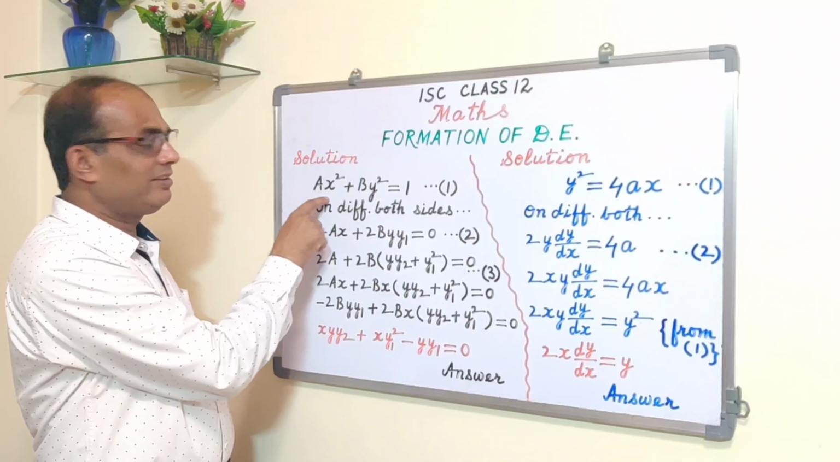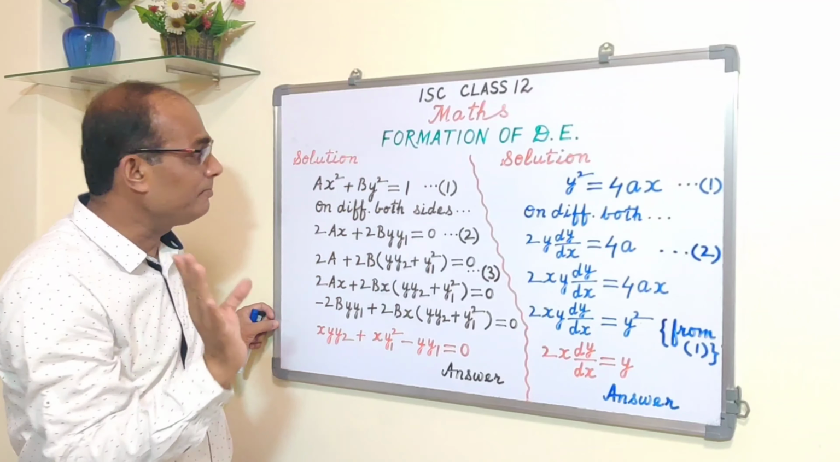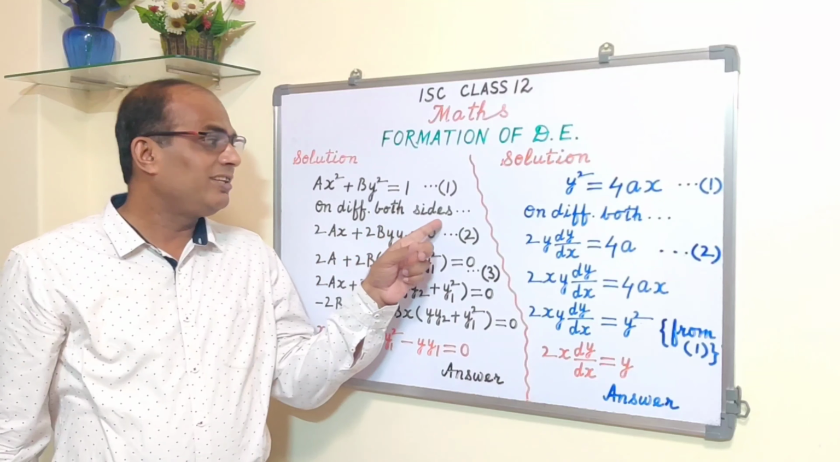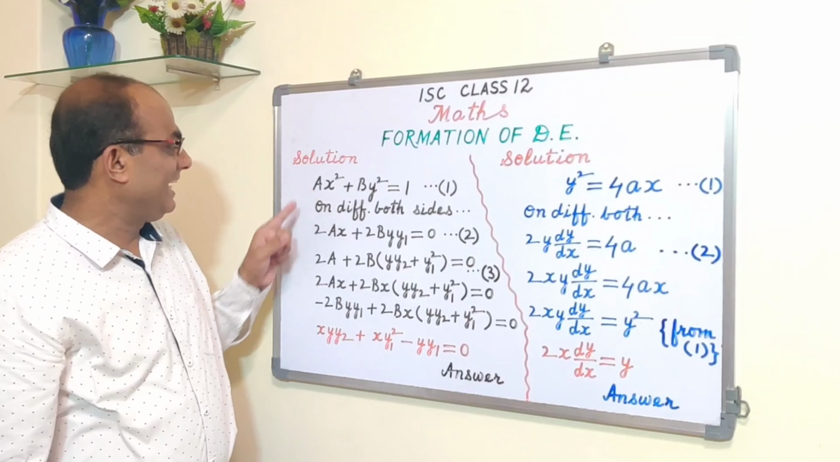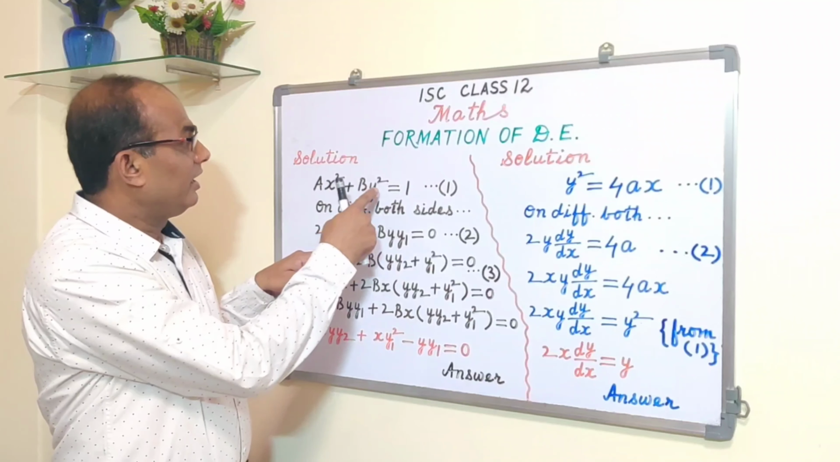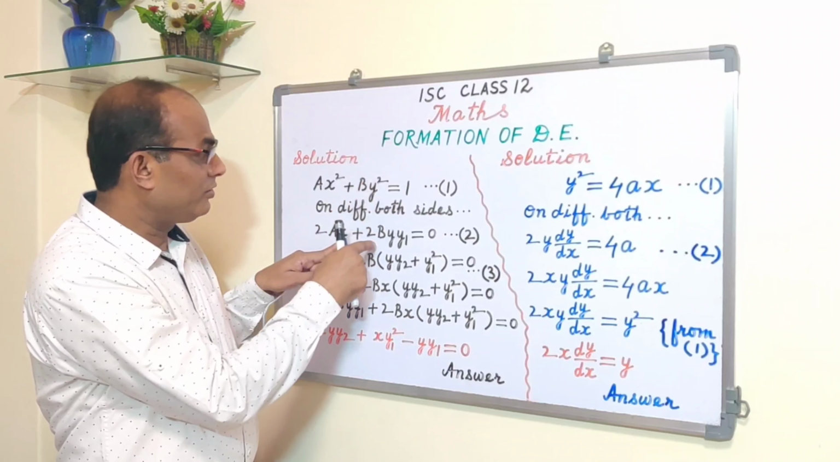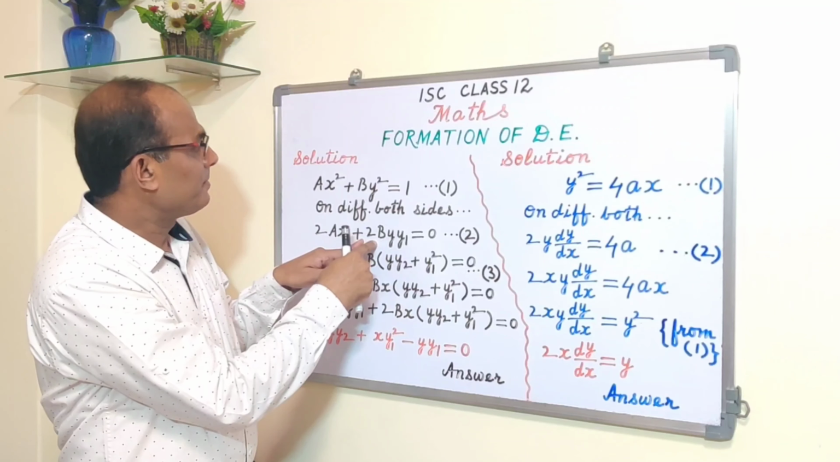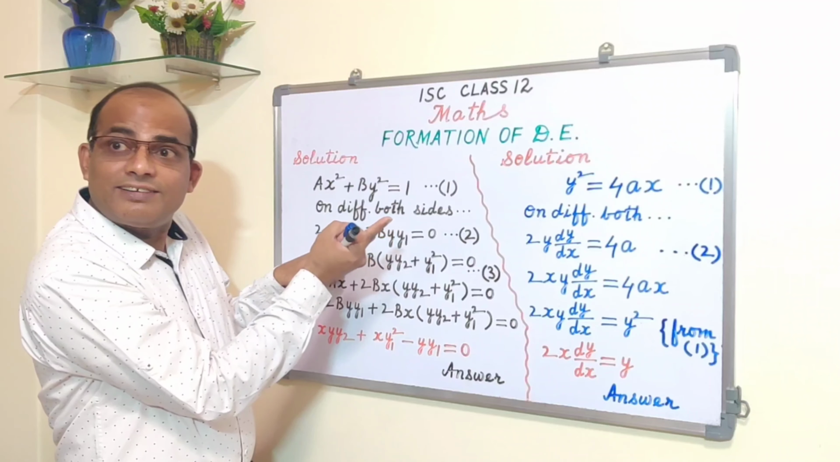Alright. So what we did here, the same thing we are doing here. I have written down the solution. This is the equation given, ax square plus by square is equal to 1. Equation number 1 I am calling. Now on differentiating both the sides with respect to x, we get, differentiate a is constant, x square is 2x, so I have written 2x. Now because the function is in y and we are differentiating with respect to x, we will write down 2y dy upon dx, isn't it?